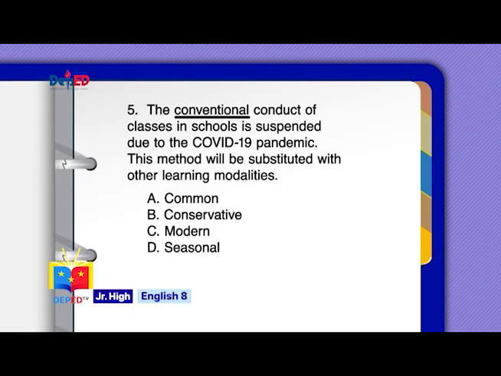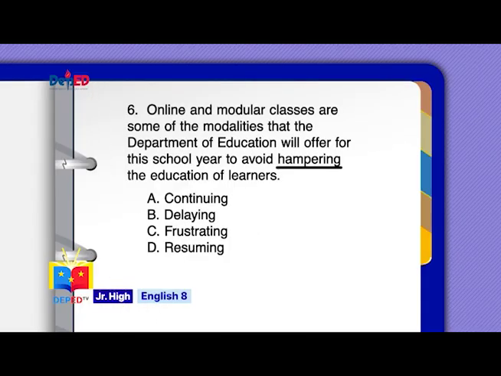Number 5. The conventional conduct of classes in school is suspended due to the COVID-19 pandemic. This method will be substituted with other learning modalities. The underlined word is conventional. Here are your choices. Letter A, common. Letter B, conservative. Letter C, modern. Letter D, seasonal.